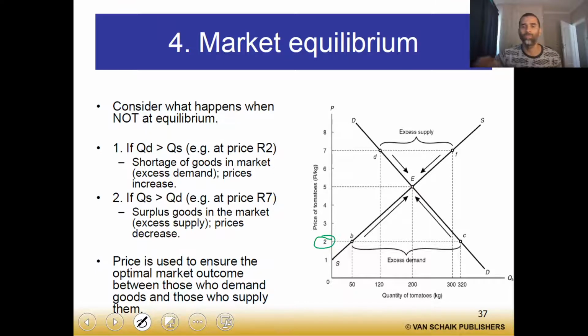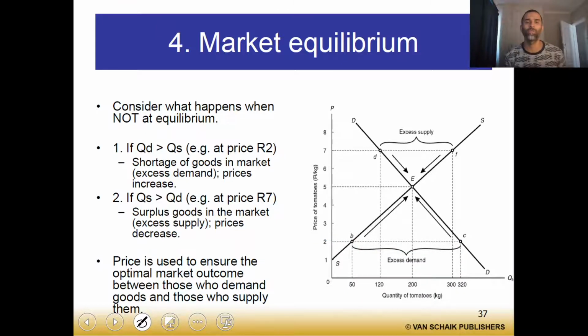Notice that when price is 2, the quantity demanded is given by 320. It's a low price. People demand more tomatoes at that price. However, suppliers are only willing to offer 50 kilograms at that price. Therefore, we have what we call a situation of excess demand. Higher quantity of tomatoes are being demanded than producers are willing to supply at the price of 2 rand.